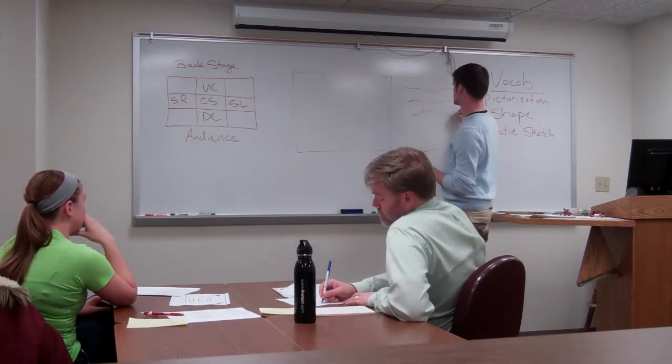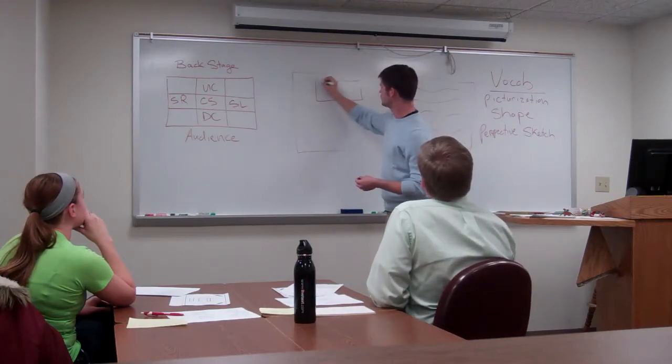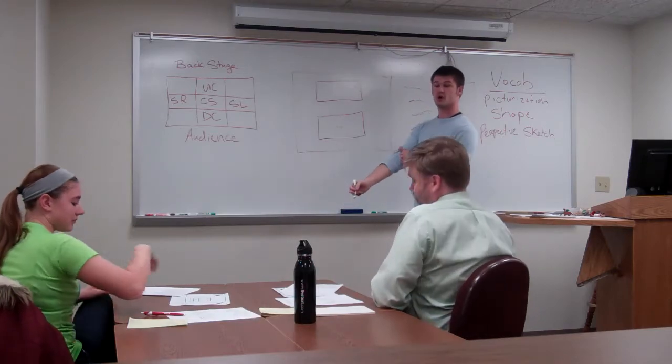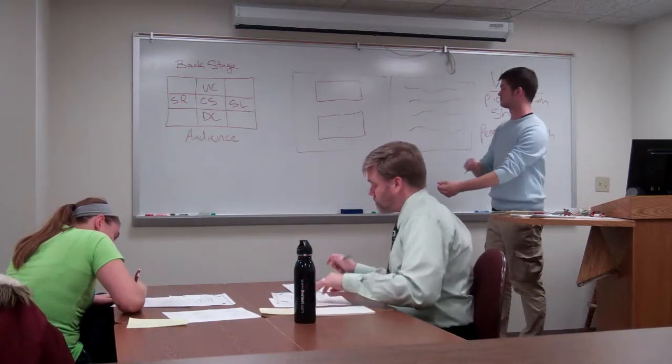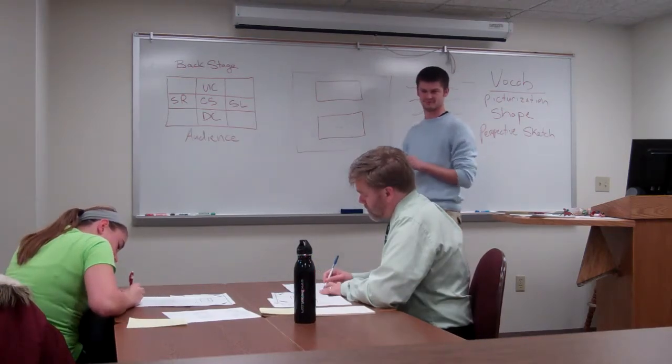Blah, blah, blah, to Jack and the Beanstalk. Now over here, you would draw boxes. So can I get you guys to draw 2 boxes on that side of the sheet real quick? They don't have to be perfect. These are perspective sketches.